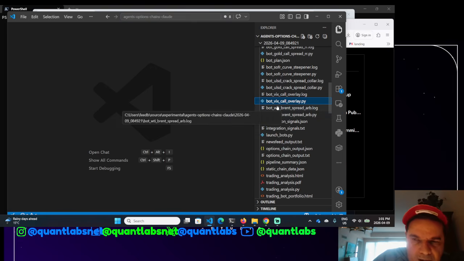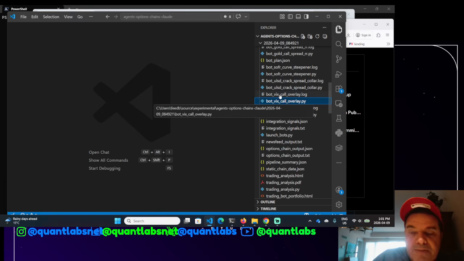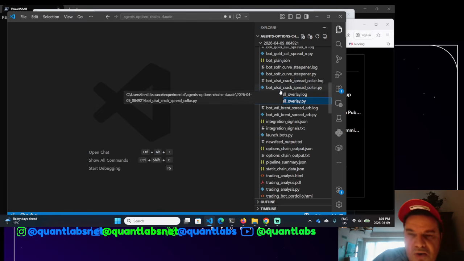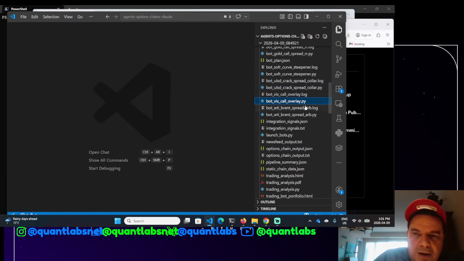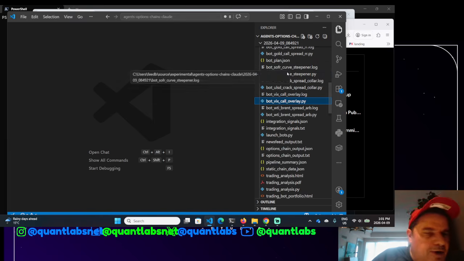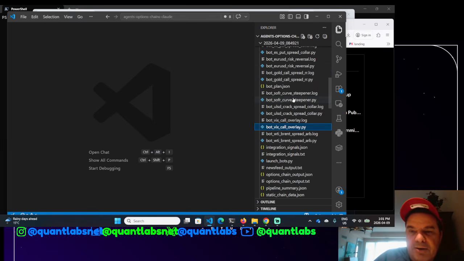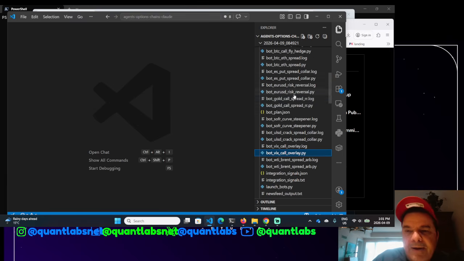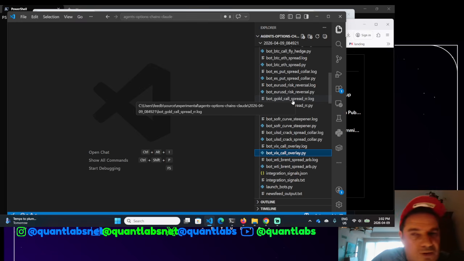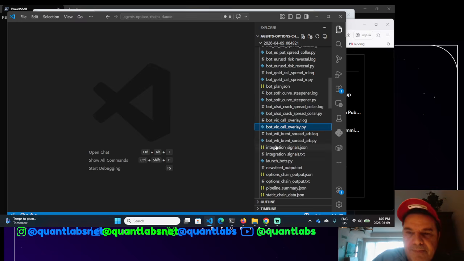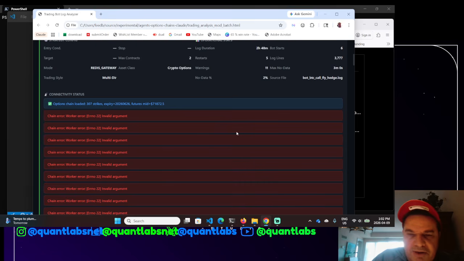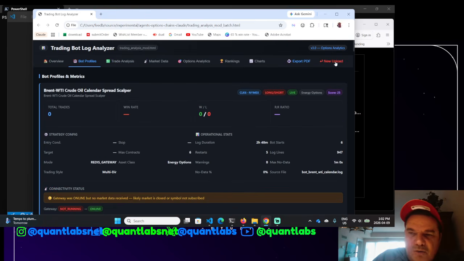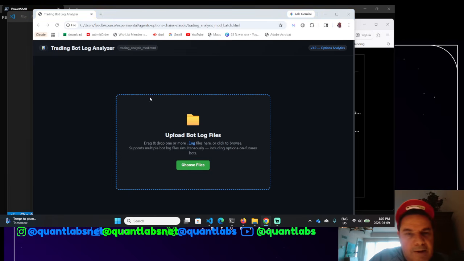So we have a bot VIX call overlay, a bot ULSD crack spread caller, SOFR curve steepener. There's a couple of Bitcoins in Euro USD risk reversal, all built around the news. Okay. So let me just see the status of what's loaded right now.